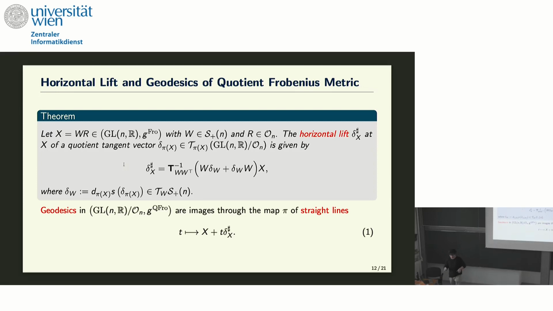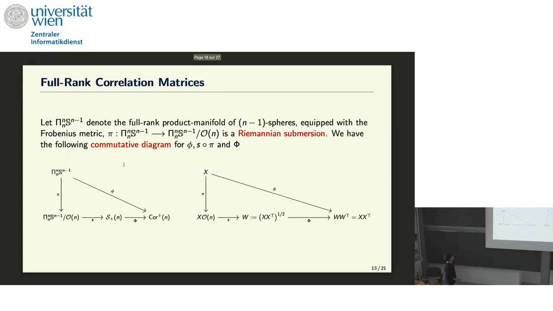Okay, so why all this horizontal lift? It's simply because in the framework of a Riemannian submersion, the geodesics below are simply the projection of the horizontal geodesics above. So if I start with a tangent vector below, I horizontally lift it, then I compute the geodesics in the top space, and then I project that geodesic back to my quotient space. And if a geodesic starts with an initial horizontal tangent vector, it remains horizontal all the time.